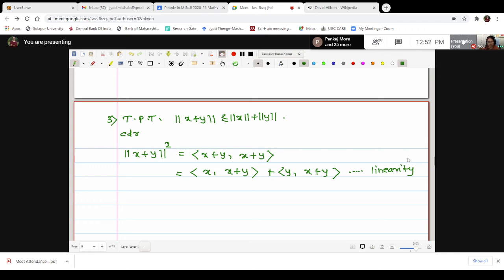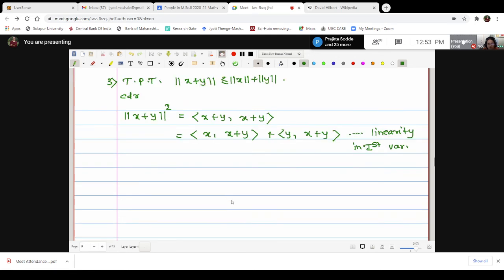Linearity in first variable. Okay, first variable we have separated by using linearity. Now we will use conjugate linearity in the second variable. But if I just look at the second variable, the scalars used here are 1 and 1. Alpha x plus beta y is generally the combination, no? But here it is 1x and 1y.